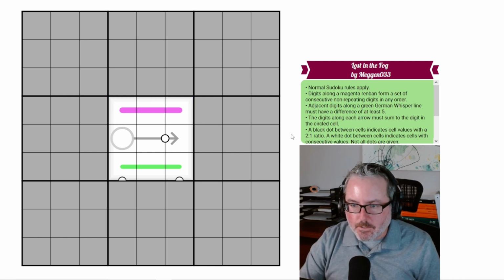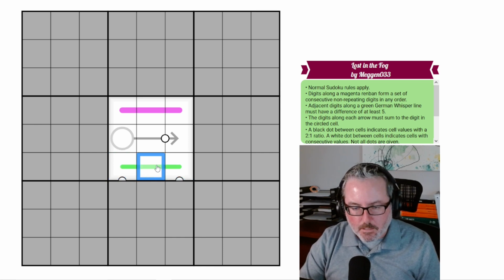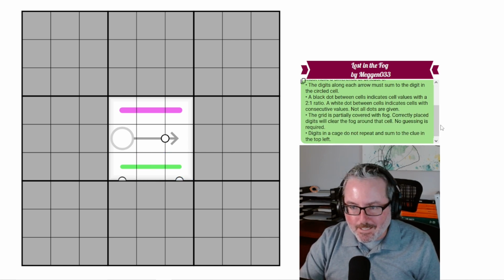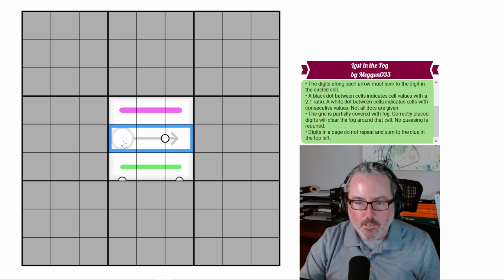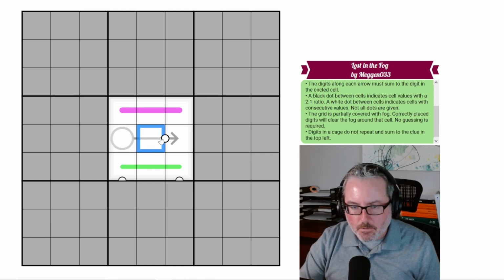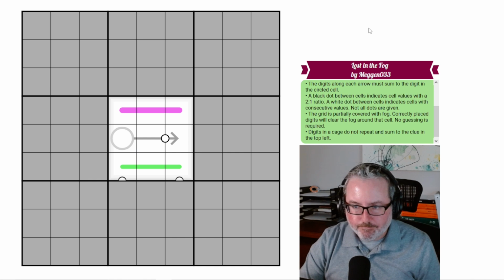Now, we've got adjacent digits along a green German whisper line must have a difference of at least 5. Again, we have one that's visible here for an example, which is great. It just means whatever this digit is, this has to be 5 away from that one, and this one has to be 5 away from that one. That's German whispers. Now, the digits along each arrow must sum to the digit in the circled cell. Again, we do have an example set up here. So these two digits, whatever they may be, on the lines of the arrow, when they are added together, they equal whatever is in this circled cell.